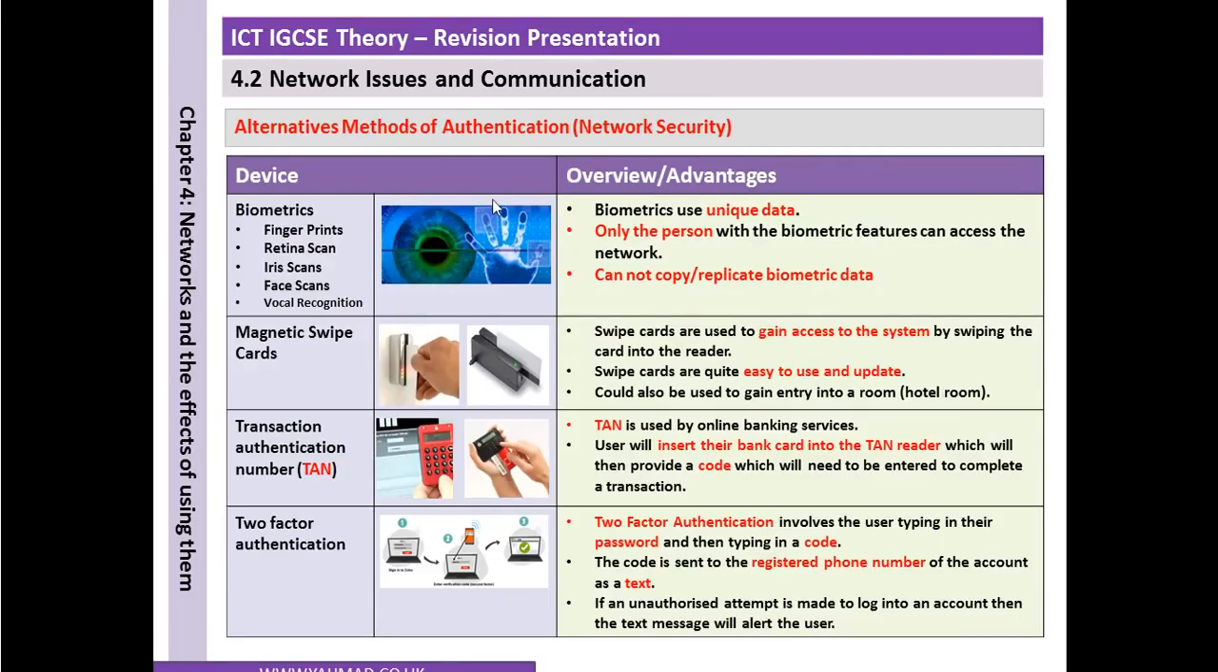So we have additional methods of authentication. How do we identify ourselves to the system? The first one we're going to be looking at is biometrics. That could be fingerprints, retina scan, iris scan, face scans, and vocal recognition. The overall advantage of using biometric data is that biometrics is unique to the individual. Only the person with the biometric features can access the network, and you cannot copy or replicate biometric data. So let's say, for example, staff have to sign in the morning using their fingerprints. Only the person present with a fingerprint can sign themselves in. No one else can sign that particular person in.